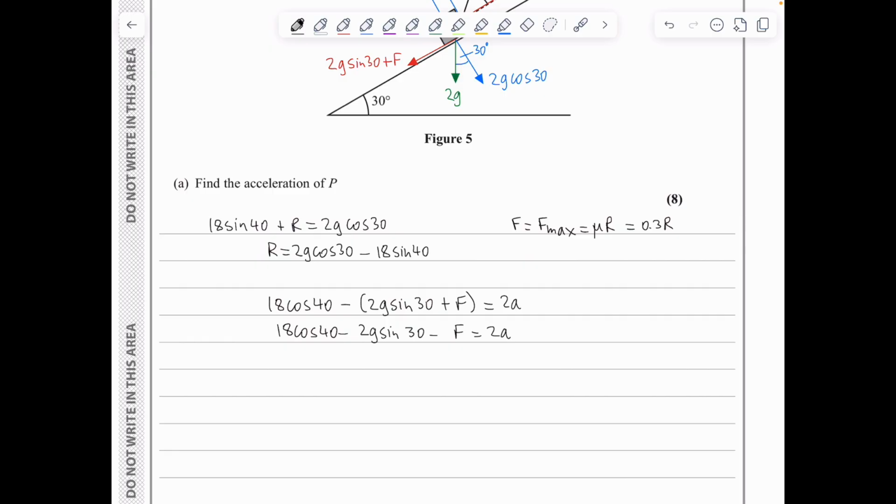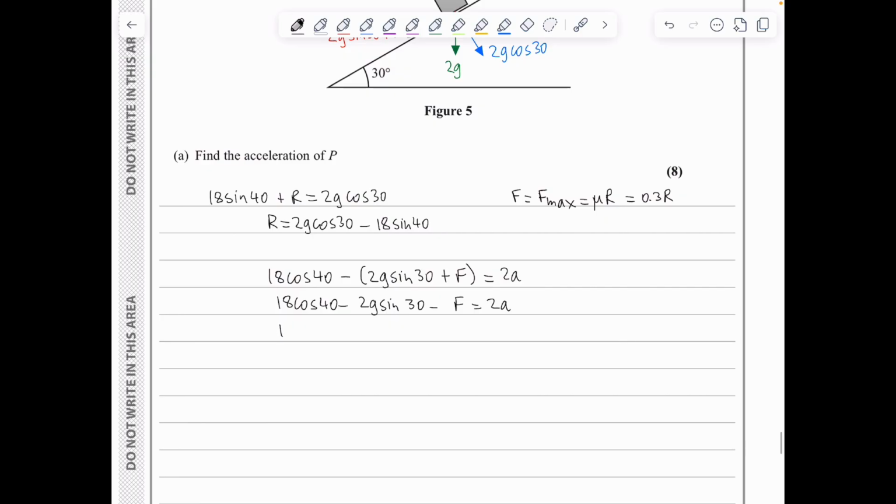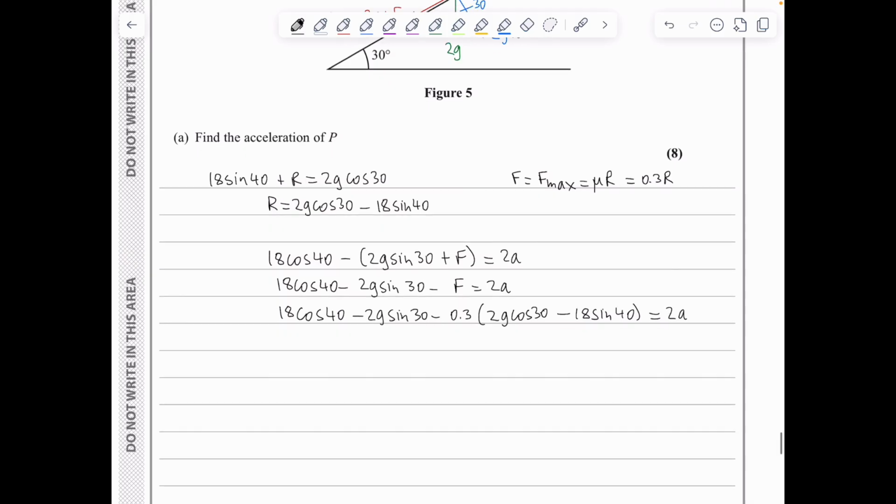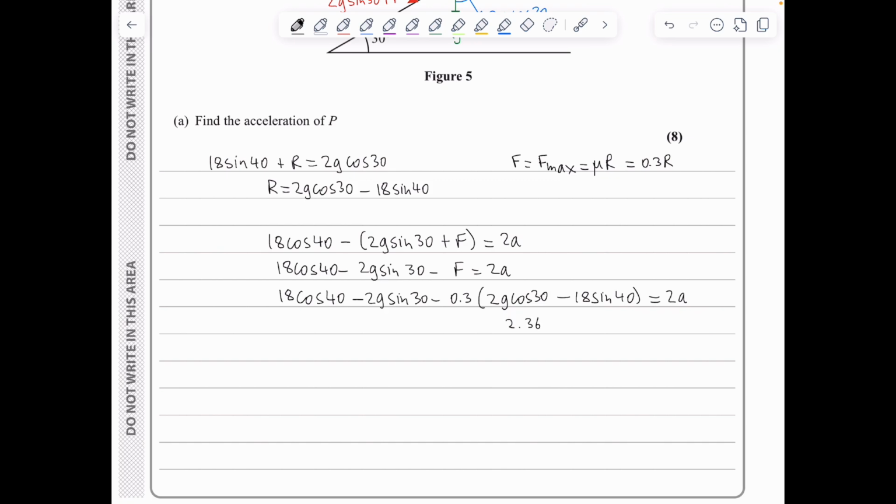I will replace F with 0.3R, so we're looking at 18 cos 40 minus 2g sine 30 minus 0.3 times R, and the R is 2g cos 30 minus 18 sine 40. All of this is equal to 2A. So if you plug everything on the left hand side into your calculator, you get 2.3676 being equal to 2A, and therefore the acceleration works out to be 1.18.